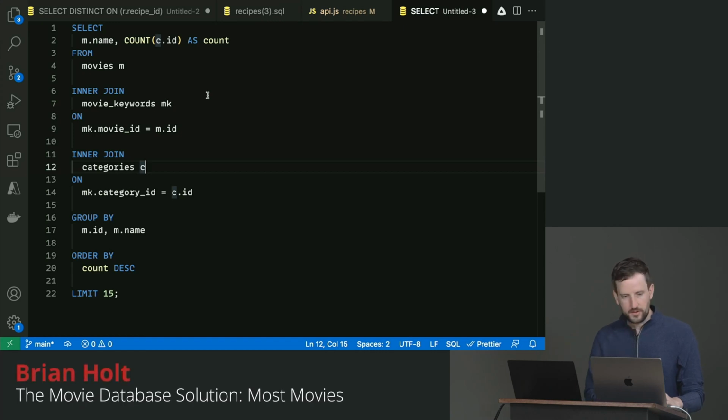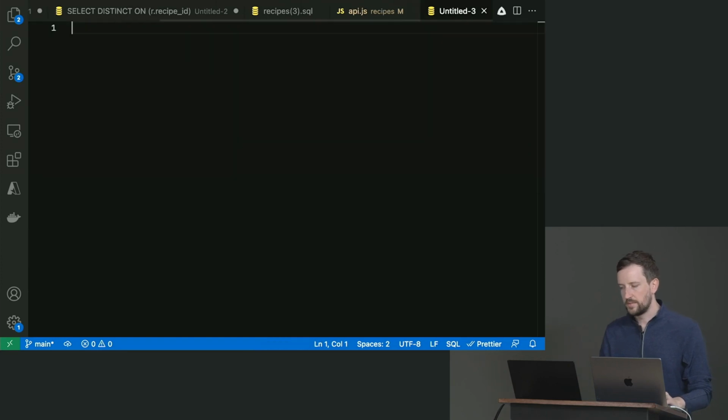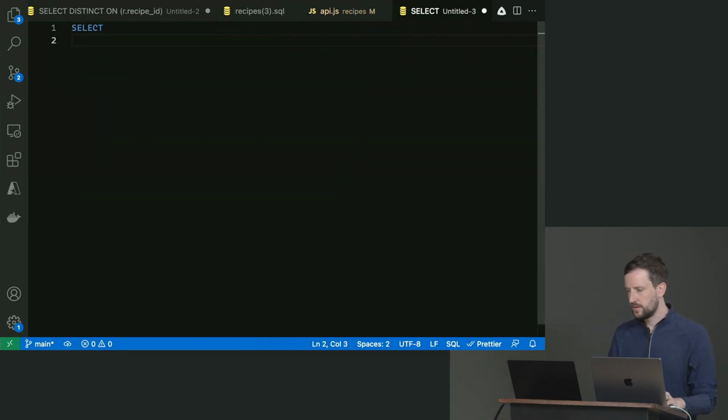What category is associated with the most movies? So this is kind of flipping the question on its head, right? So we're going to say select c.name, count mk.category ID. There's a bunch of things you could have counted. That one's just one that made the most sense to me as count.